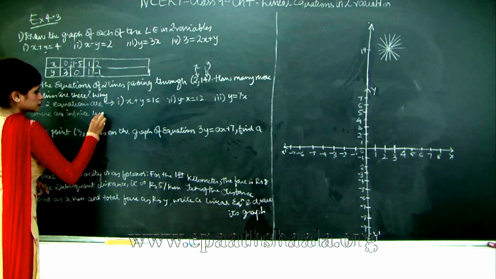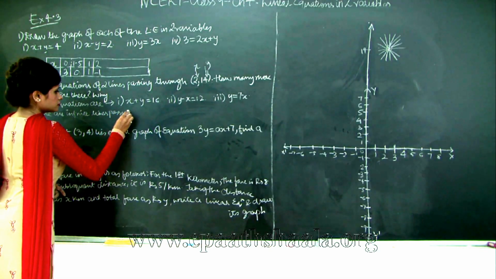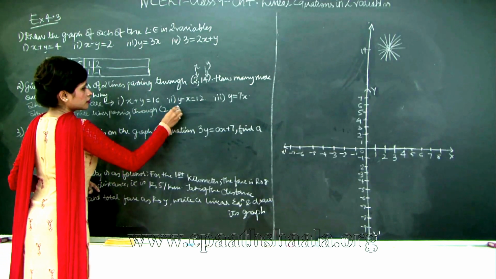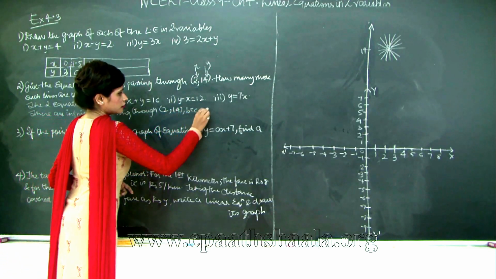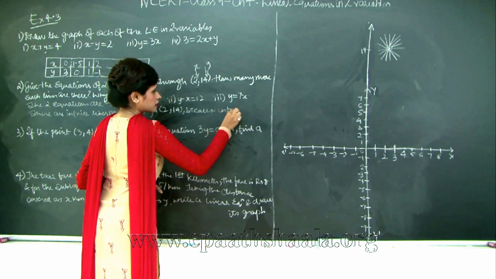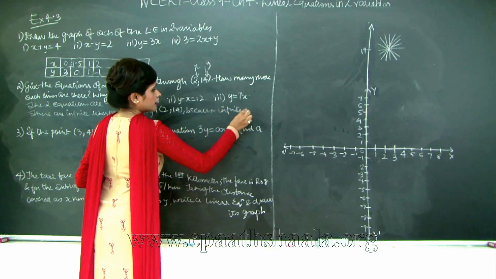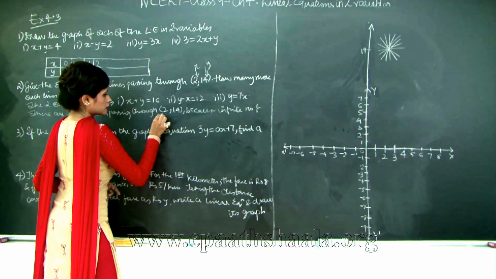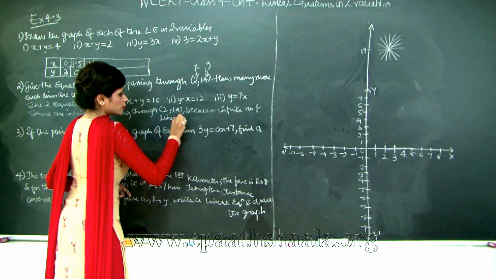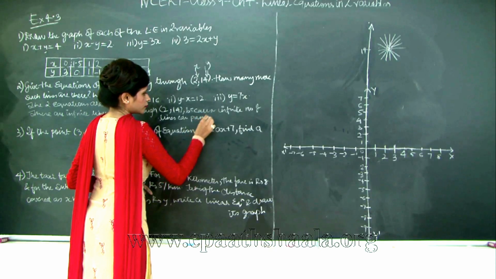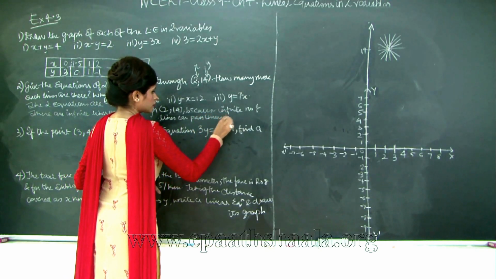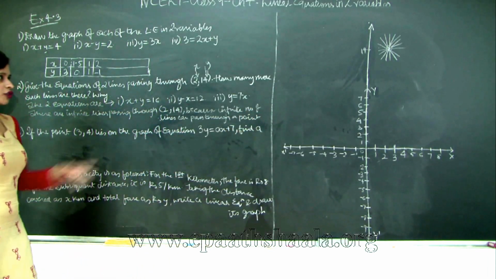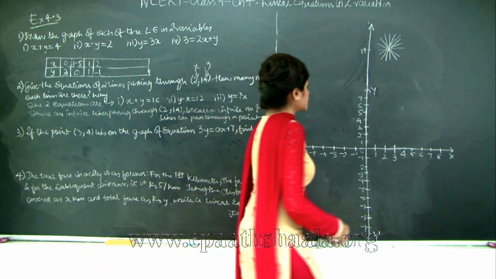lines passing through (2, 14), because infinite number of lines can pass through a point. Simple. So I'm just going to erase that section because it was just for demonstration purpose.